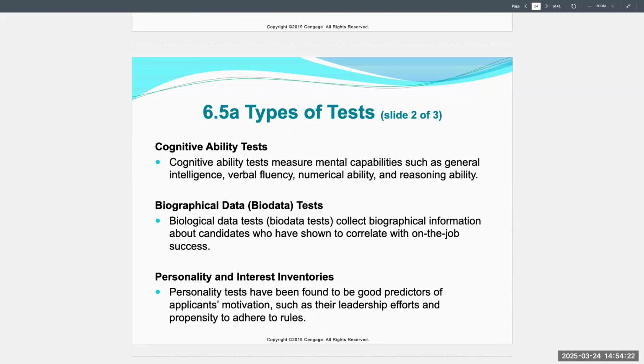Integrity tests are designed to assess the candidate's honesty, trustworthiness, and likelihood of engaging in counterproductive behaviors such as theft, absenteeism, and rule breaking. Physical ability tests are another one, and they are relevant when physical strength, stamina, or coordination is a bona fide occupational requirement. So, for example, firefighting, law enforcement, or warehouse work, they need to be physically fit for these positions.